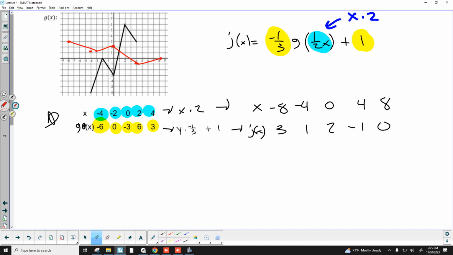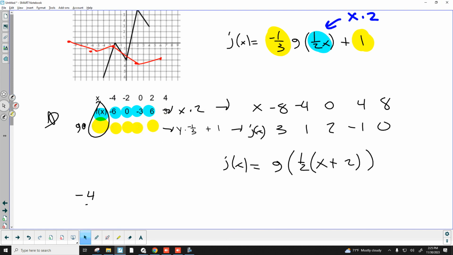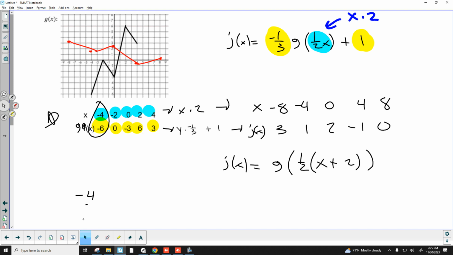But now, that one's not the tricky one. The next one on the bottom right is. We have J of X, which is now G of 1/2 of X plus 2. Now, focus, because this is the important thing. This is what's weird. Let's just start with this -4, -6 point.